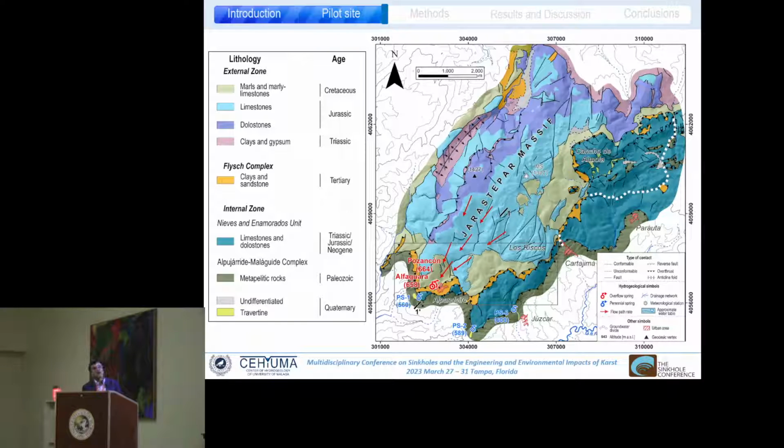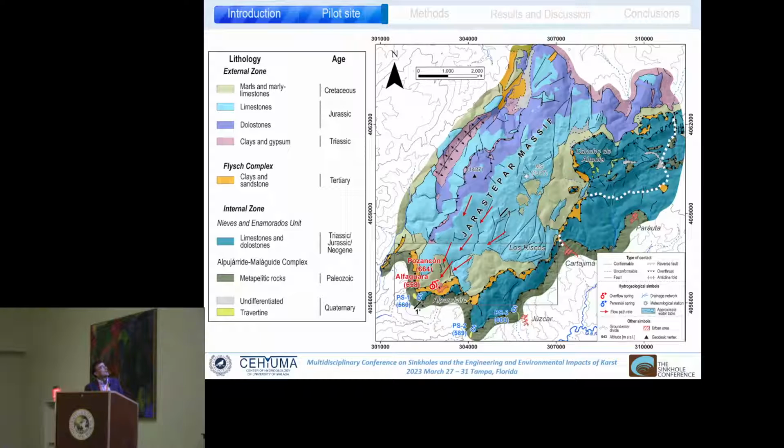deposits, clay and sandstone mainly, molasse deposits. So we have Jurassic series at the north and Triassic ones at the south. And they are separated by this clay and sandstone in orange color located in between.